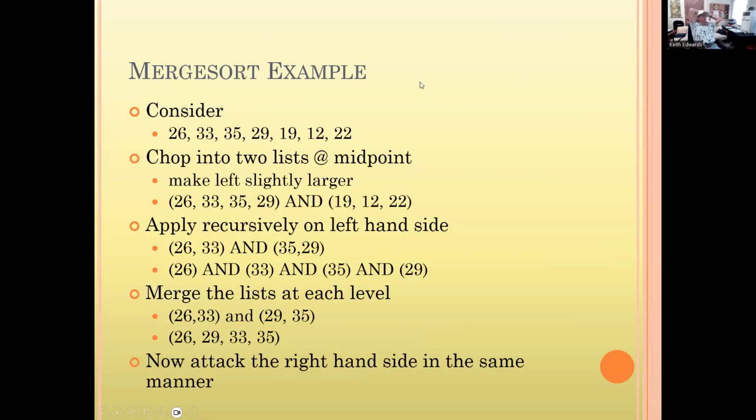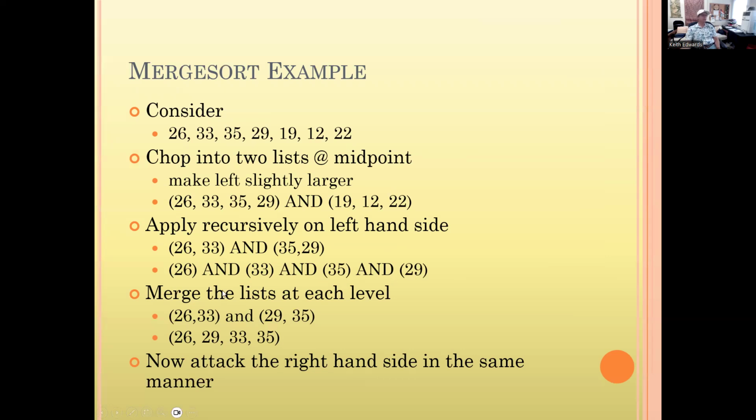So for merge sort, consider this list: 26, 33, 35, 29, 19, 12, and 22. Chop it into two lists at the midpoint, and we're going to make the left one slightly larger. So we get 26, 33, 35, 29, and on the second list, 19, 12, 22. We again apply that recursively and chop that first list into 26, 33, and then 35 and 29. Take the 26 and 33, chop it up, 26 and 33, 35 and 29.